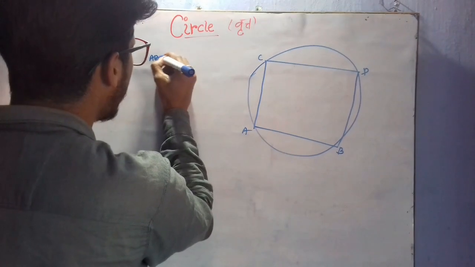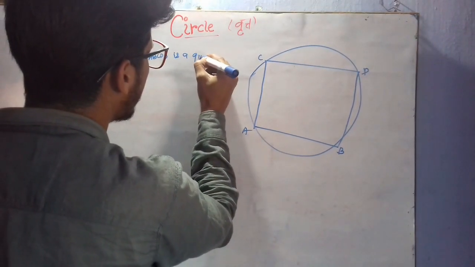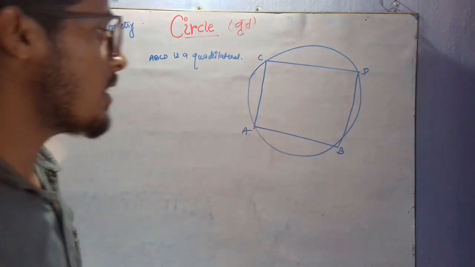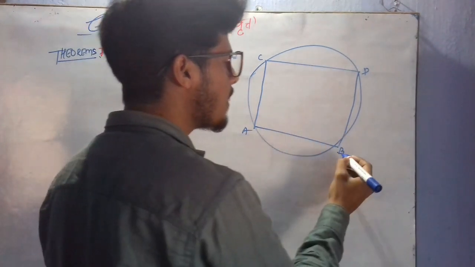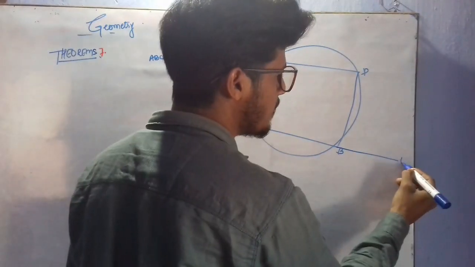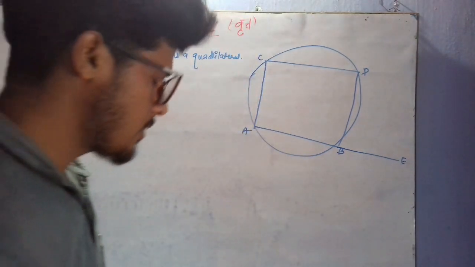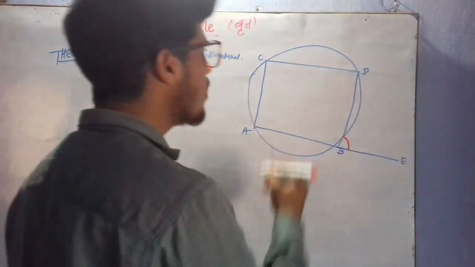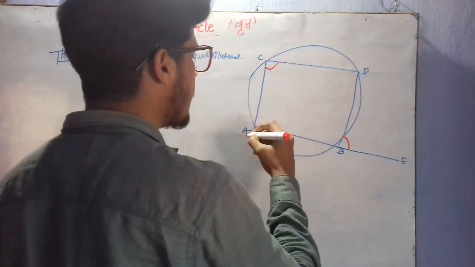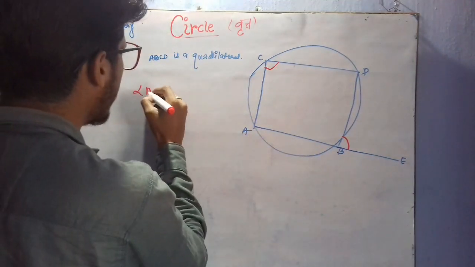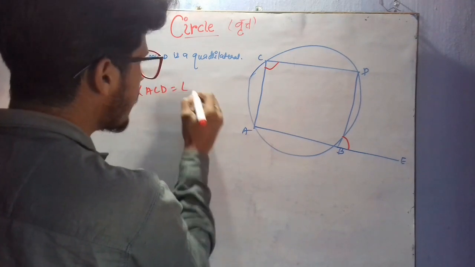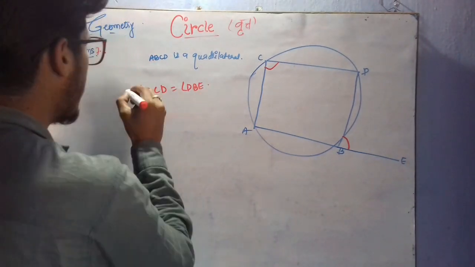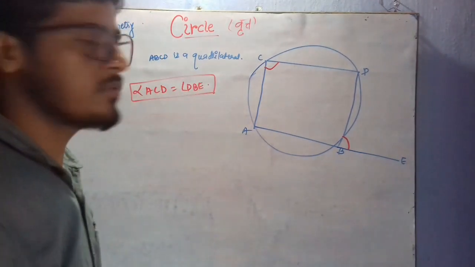So we have ABCD is a quadrilateral. If we produce one side of this quadrilateral, let's produce AB to E. So the angle formed in the exterior of the quadrilateral, DBE, will be equal to the angle opposite to this, that means angle ACD will be equal to angle DBE. Note down this in your copy.